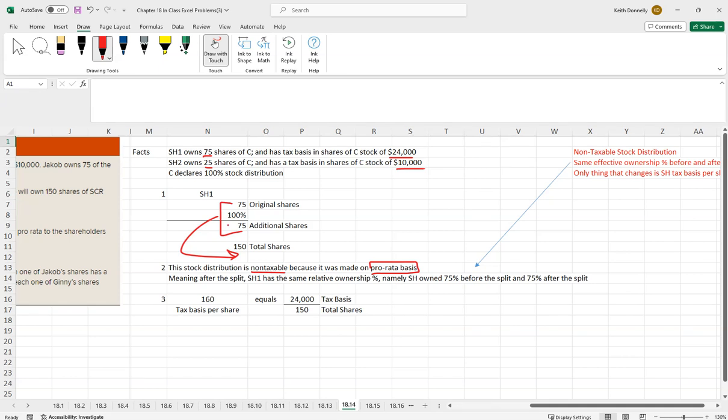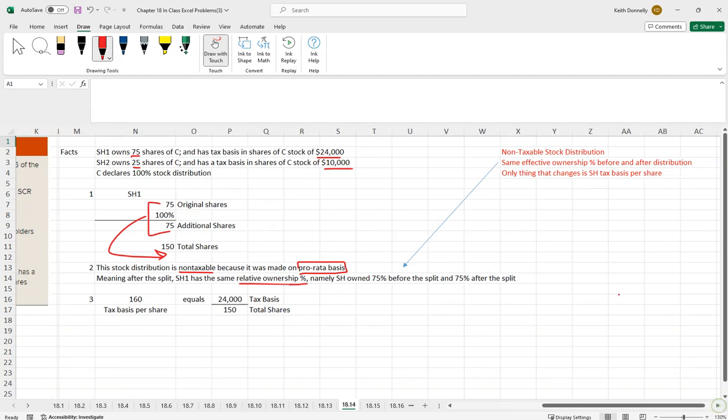In other words, it was really just based on your underlying ownership percentage there. Everybody got their ownership percentage. They're really in the same relative ownership percentage afterwards. Effective ownership hasn't changed. Before you own 75% and after you own 75%. So it says non-taxable, same effective ownership before and after. The only thing that changes when we have this non-taxable stock distribution is your per share basis.